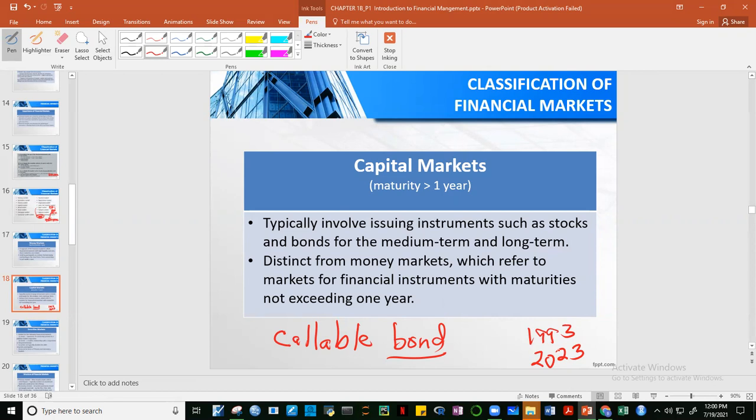Pag callable bond, guys, may premium dapat yan sa mga investor. Kaya anong ibig sabihin nun? Kasi kukunin mo na yung bond sa akin, nag-invest nga ako for 1 year. If Walt Disney deems it fit already, kunyari bumaba na yung mga market rates, no? Kunyari ngayon ang bonds ngayon are at 3%.